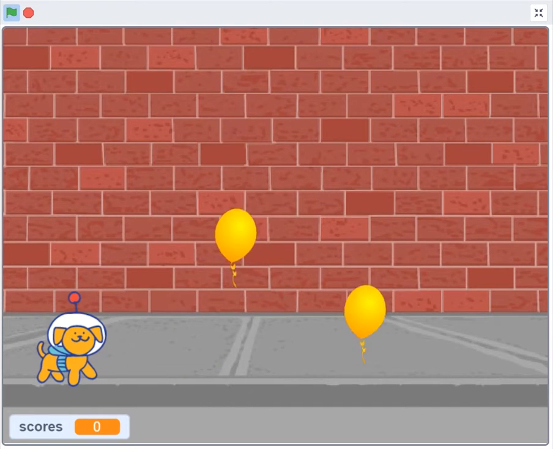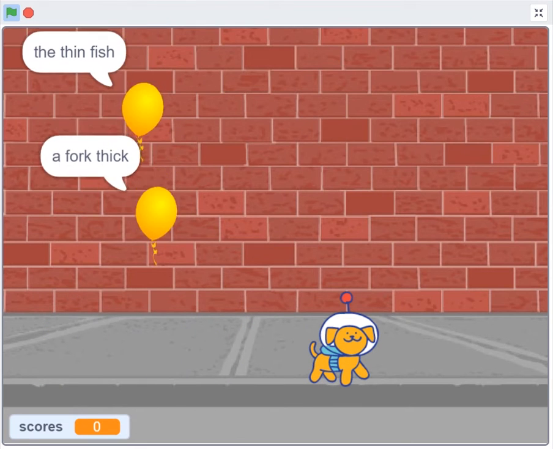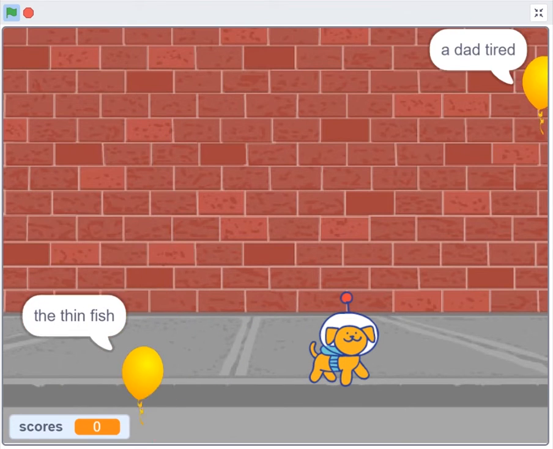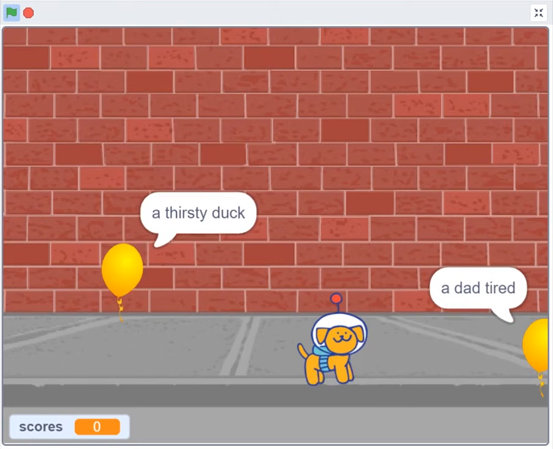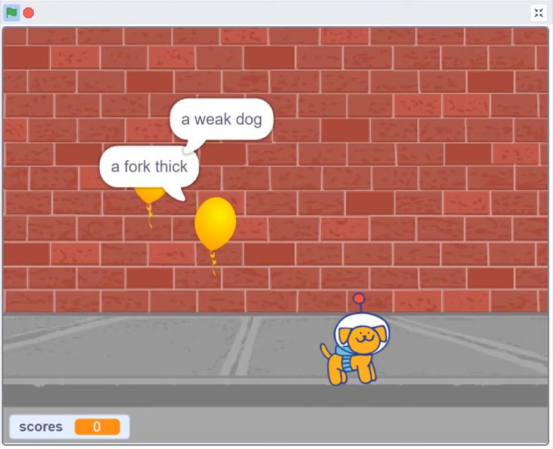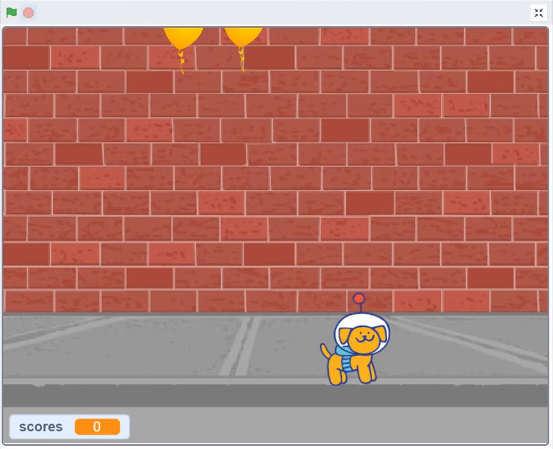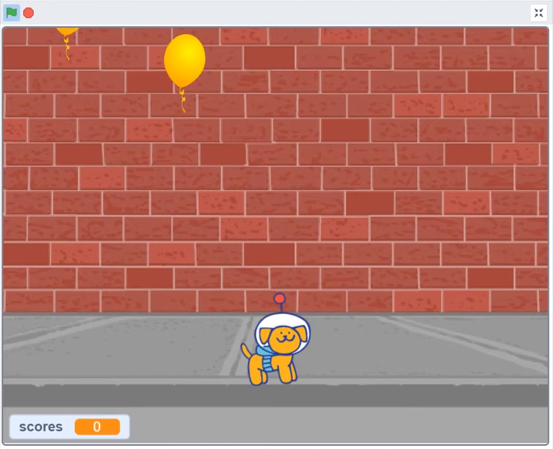See, the yellow balloons are falling down and they are saying some noun phrase. Let's look at the phrase "fork thick". A fork, thick. Fork is the noun and thick is the adjective, which means the balloon saying "fork thick" is the wrong phrase. Then what we have to do is move this sprite to touch the balloon. Let's begin this game.